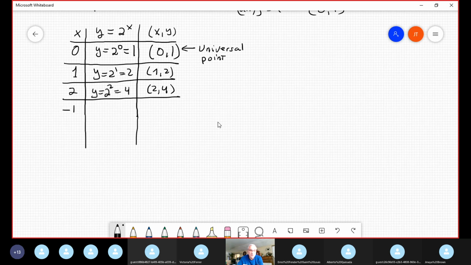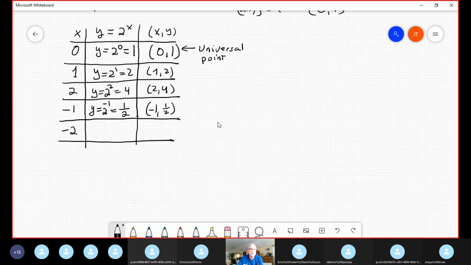Suppose negative 1. y is equal to 2 to the negative 1. And the negative exponent gives the reciprocal, it's 1/2. And negative 1, comma 1/2 is the point. And negative 2 is similar, y equals 2 to the minus 2, which is 1 over 2 squared, and 2 squared is 4, so 1/4. So negative 2, comma 1/4. Okay. So we are ready to do the graph of this.